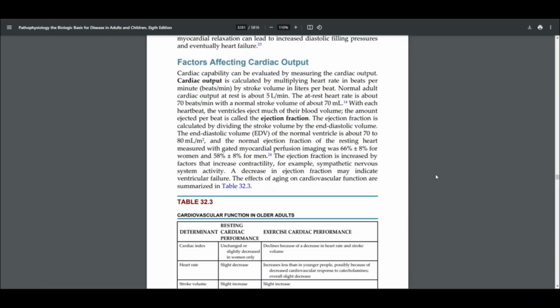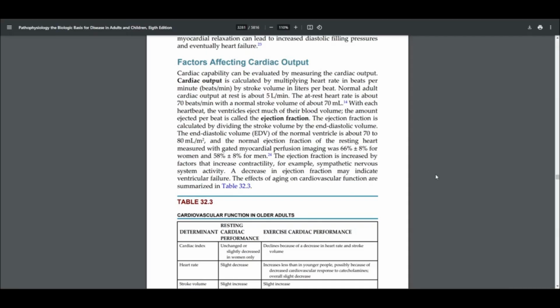with an increase or decrease of about 8% for women, and 58% plus or minus 8% for men. The ejection fraction is increased by factors that increase contractility, for example, sympathetic nervous system activity. A decrease in ejection fraction may indicate ventricular failure.